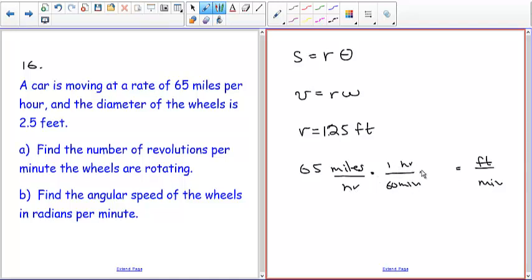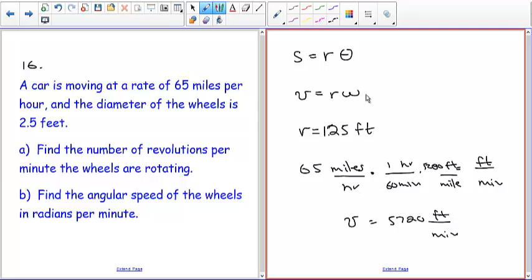And then I have to do feet per mile. There are 5,280 feet per mile. You just have to look that up. So 65 times 5280 divided by 60 is 5,720 feet per minute. Okay, so that's the speed of the car.